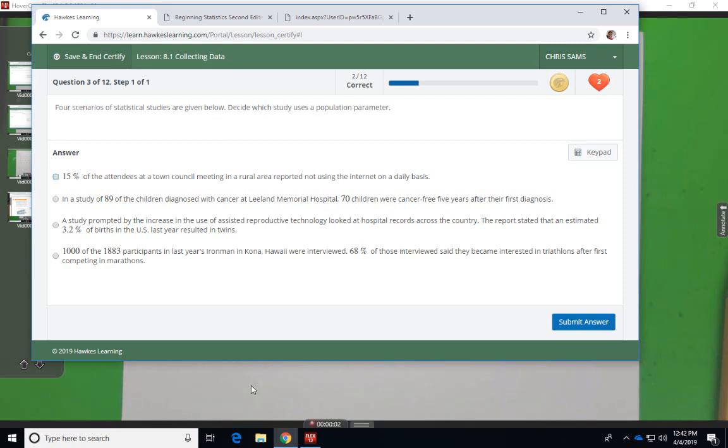Right, number 3, we have 4 scenarios of statistical studies given below. You want to decide which study uses a population parameter. So again, let's go back. Population parameter means whatever numerical value we get, we use the entire population to come up with that number. So we took everybody that we can get information from, we put it all together, and then we got a number, a value. That would be a parameter.